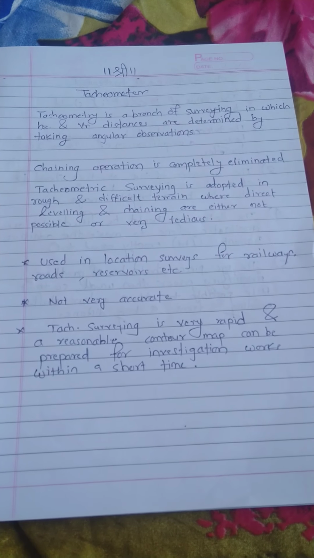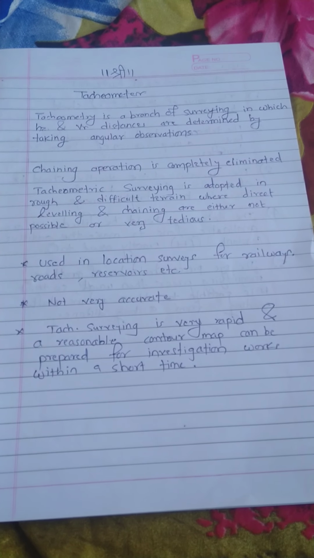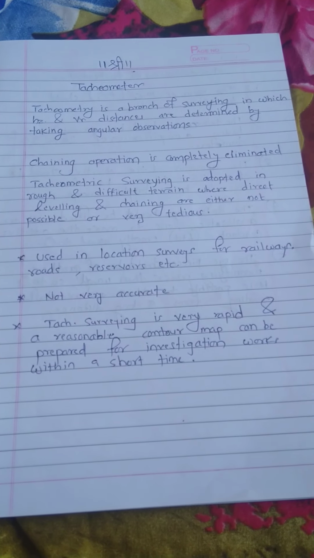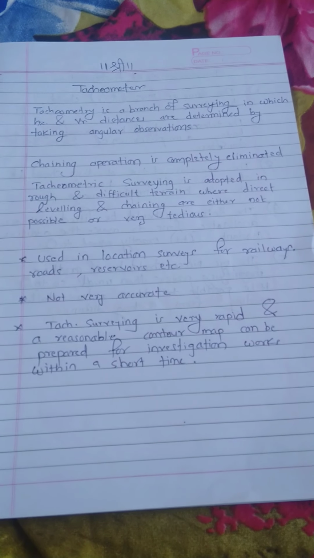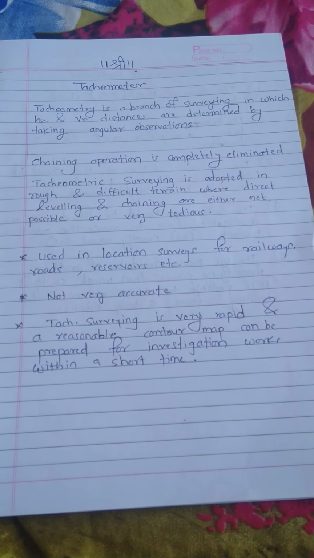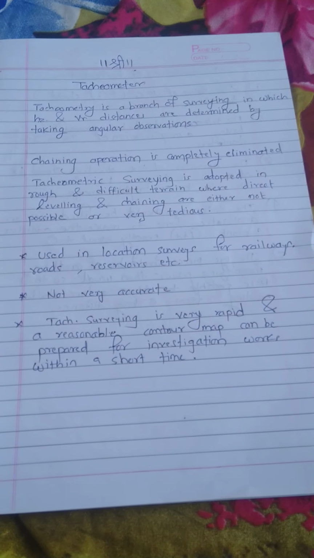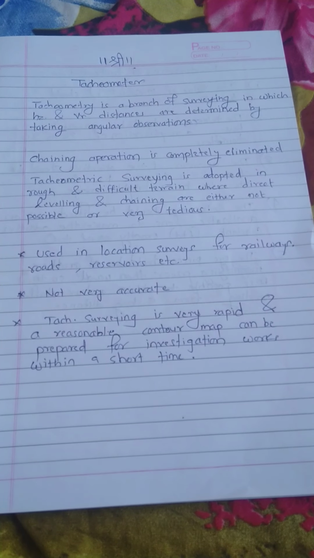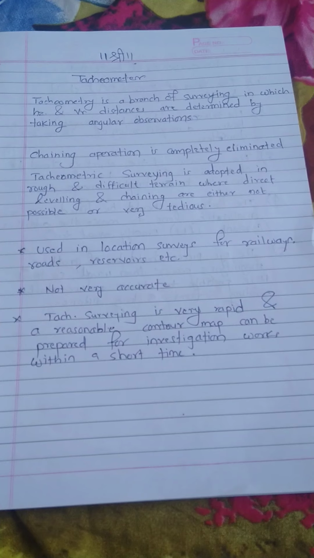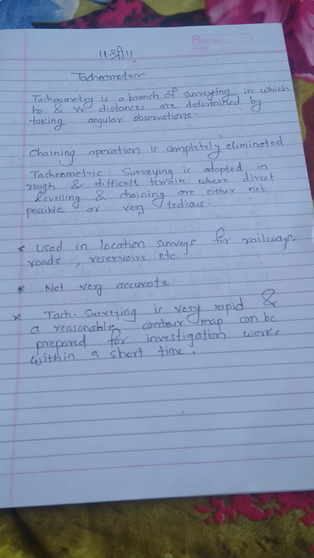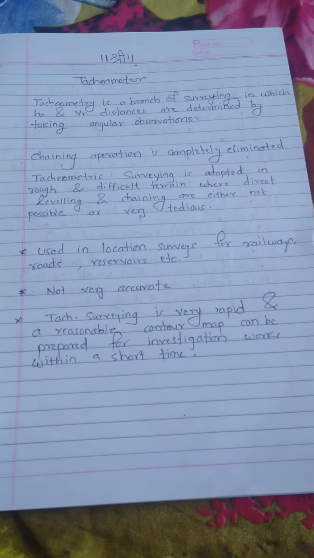Now, tachometric surveying is adopted in rough and difficult terrain where direct leveling and chaining are either not possible or very tedious, very difficult. A lot of errors may be introduced during measurement using chain and tape at such locations. So tachometry is best at such places, though it is not very accurate, but it is used in location surveys for railways, roads and reservoirs.